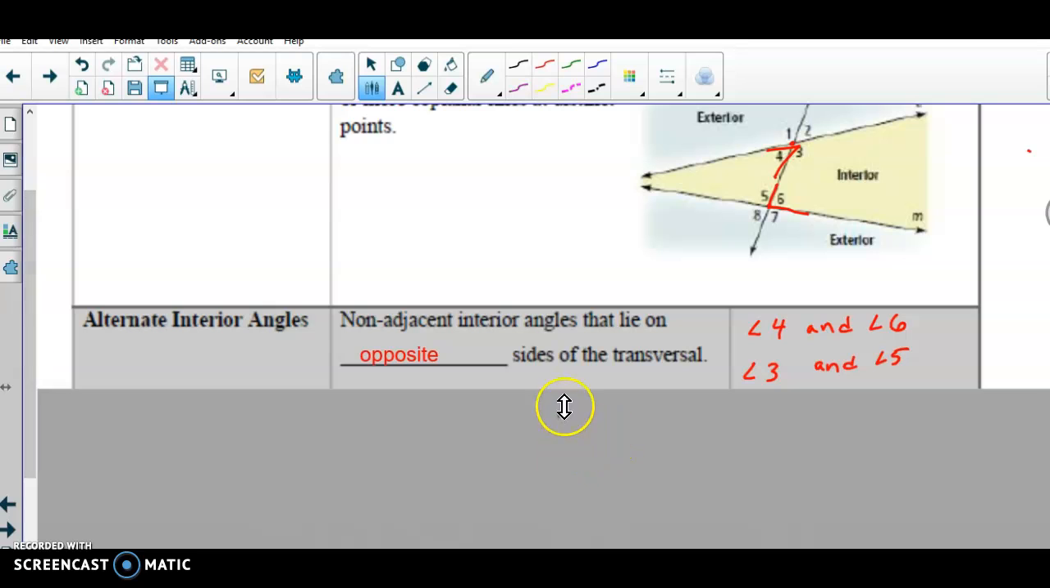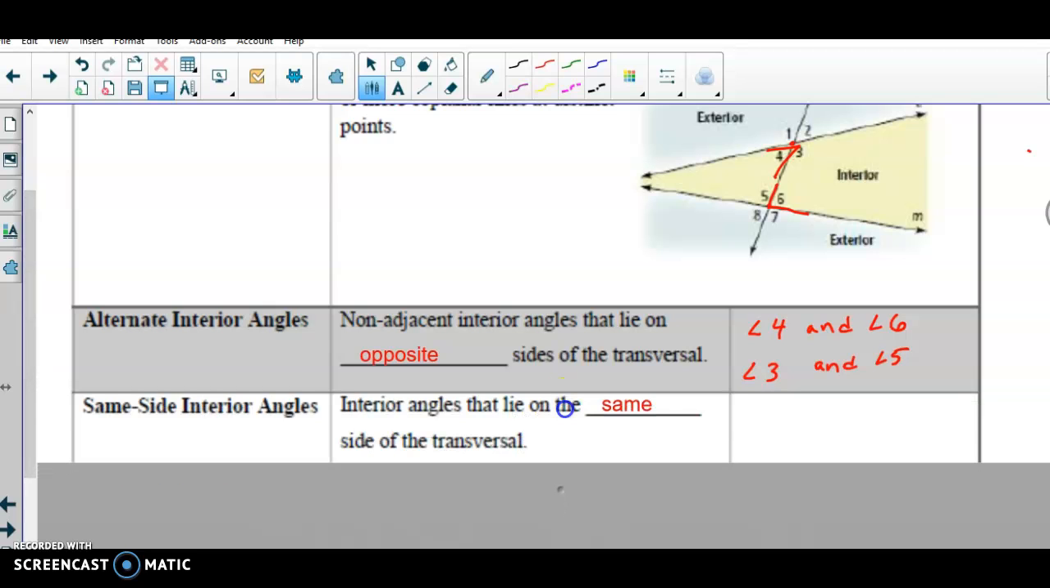The next grouping is called same side interior angles. So again, they are angles that are inside those two lines, but they have to be on the same side of the transversal. So one pair would be angle 4 and angle 5. The other pair would be angle 3 and angle 6.